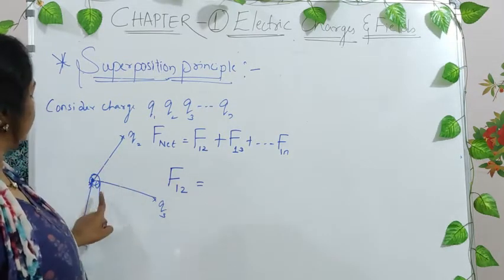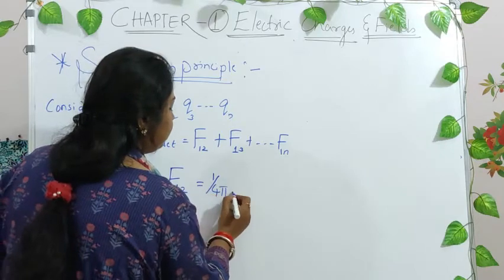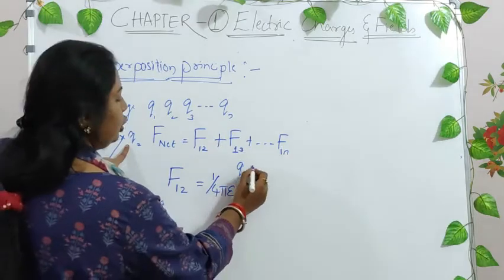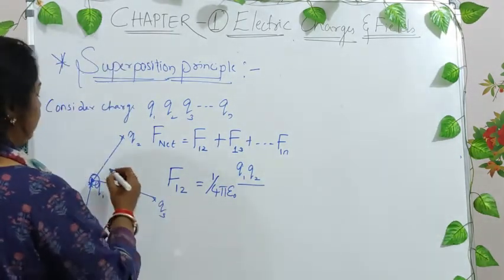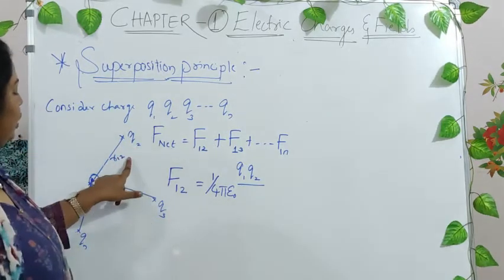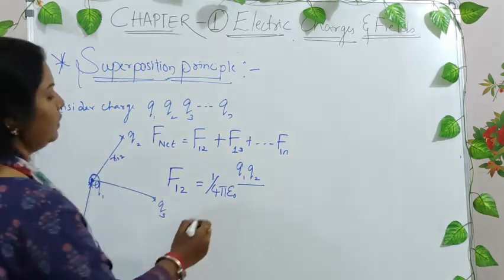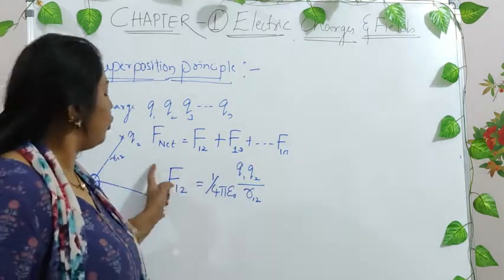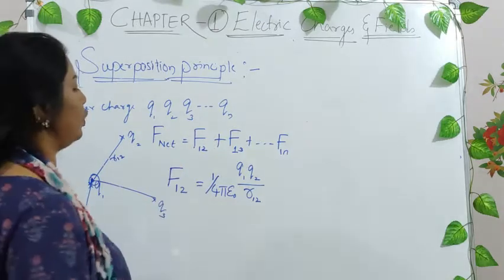Now what is the force between Q1 and Q2? It is 1 divided by 4 pi epsilon naught, times Q1 Q2, divided by the square of the distance between them. Say, for example, the distance between them is R12. Why is this 12? The distance is from 1 to 2, that is R12, right? Now this is the force in scalar form, right? To represent this particular force in vector form, what has to be written?